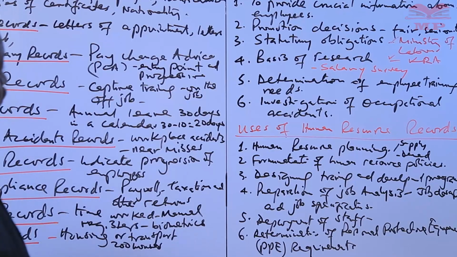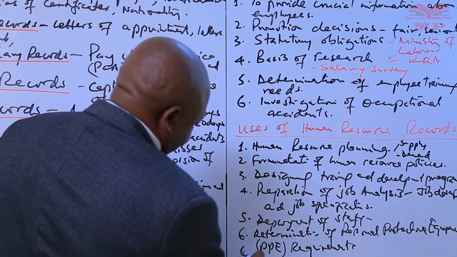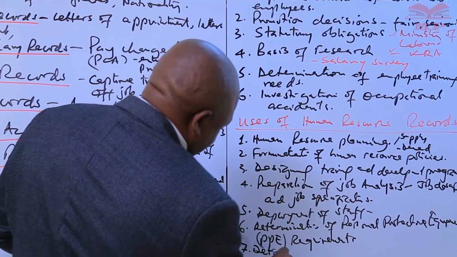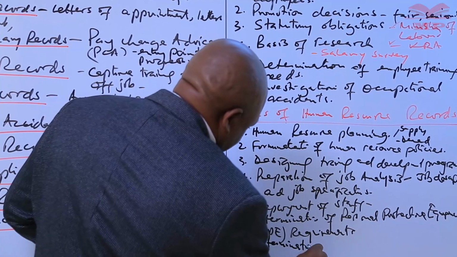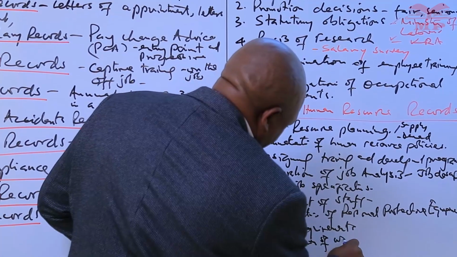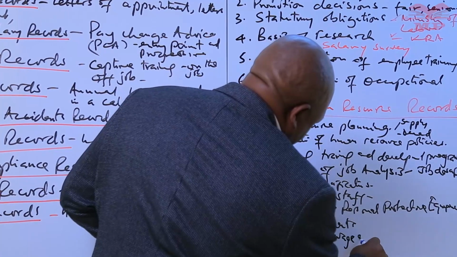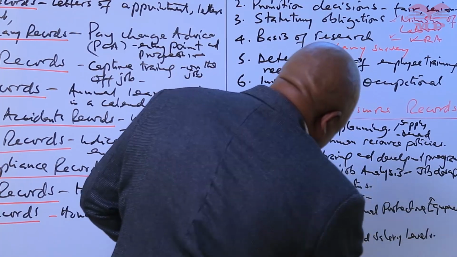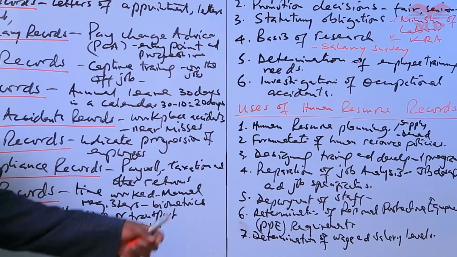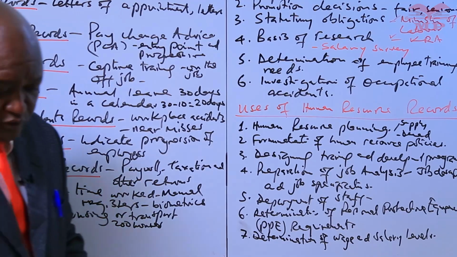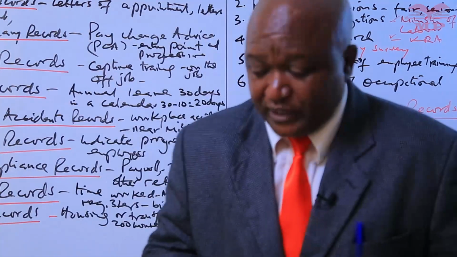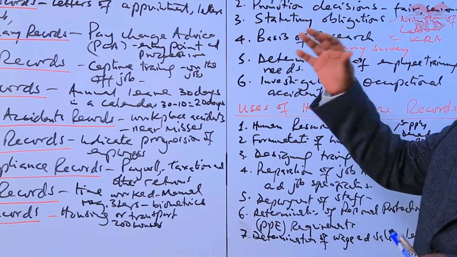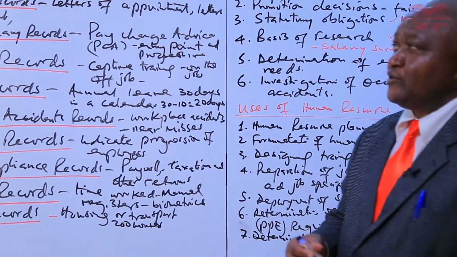There is also the issue of determination, number 7, determination of wage levels, wage and salary levels. So dear learner, there could be many reasons or there could be many uses of human resource records, why organizations keep these particular records. So we can be able to run through again very quickly in terms of what we have done in our lesson today.